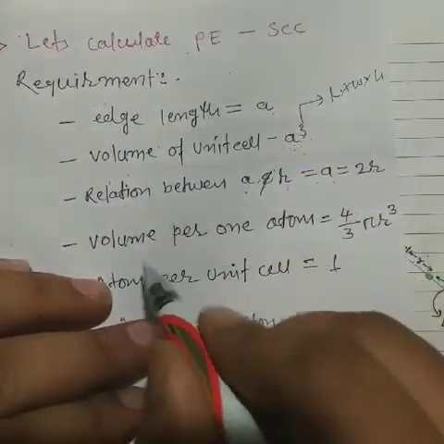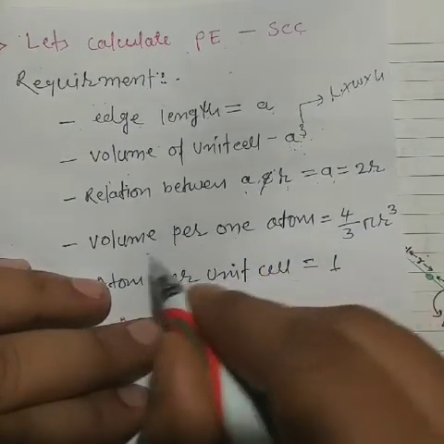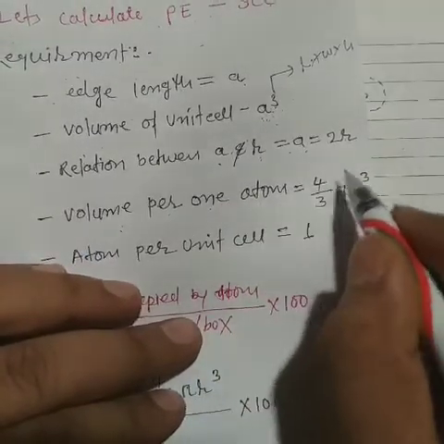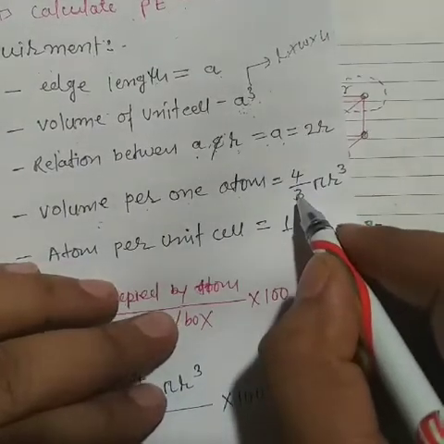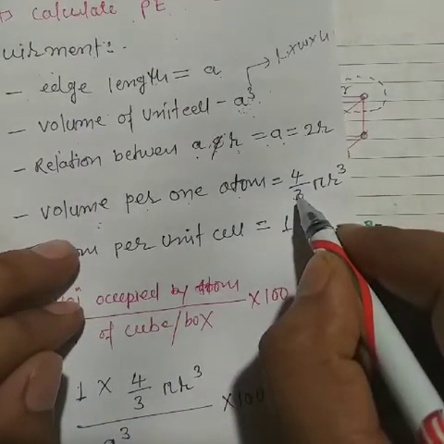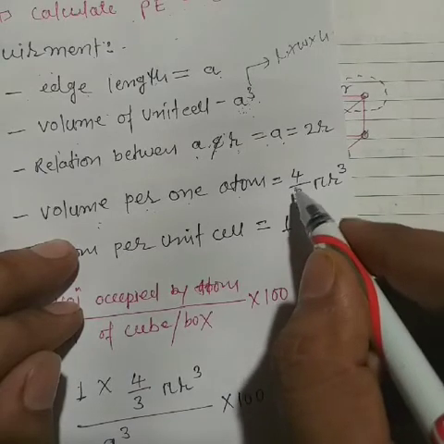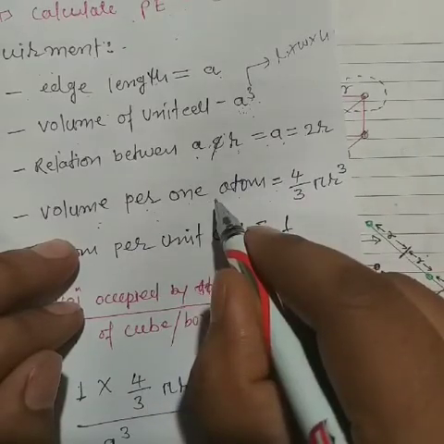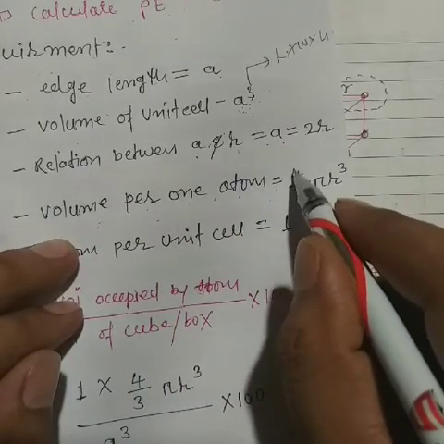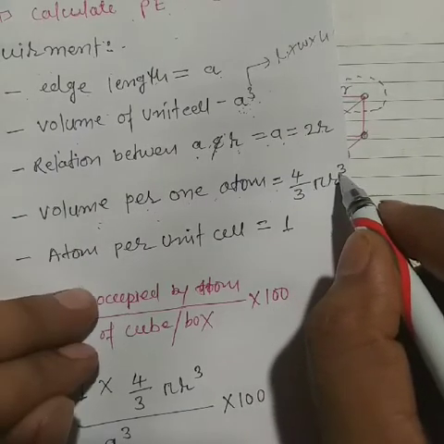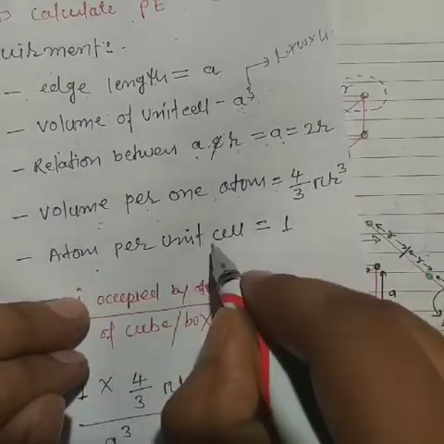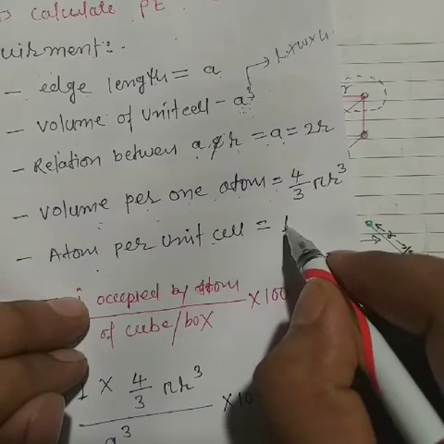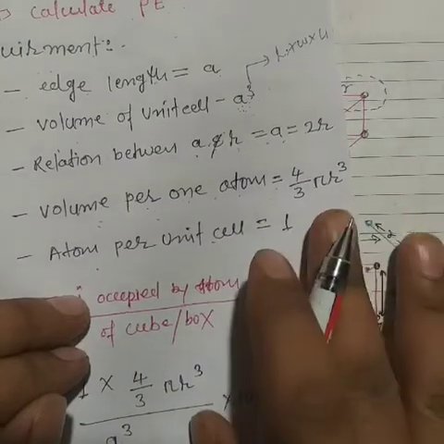Now here it is, volume per one atom. Here it is the formula of a sphere. So here it is very important: one atom's sphere volume is 4 by 3 pi r cube. And atoms per unit cell, how many per unit cell for SCC? 1, that means rank of unit cell is 1.